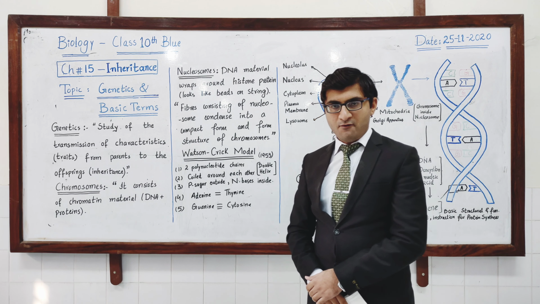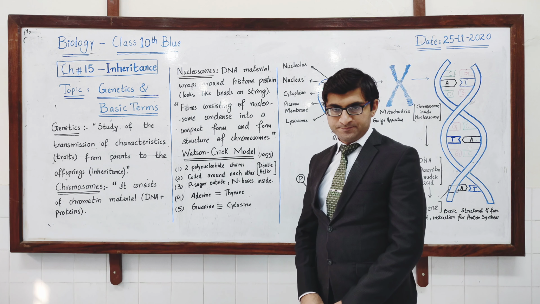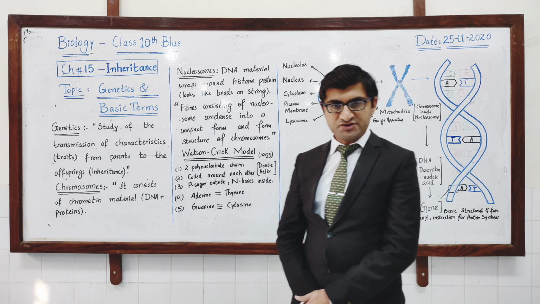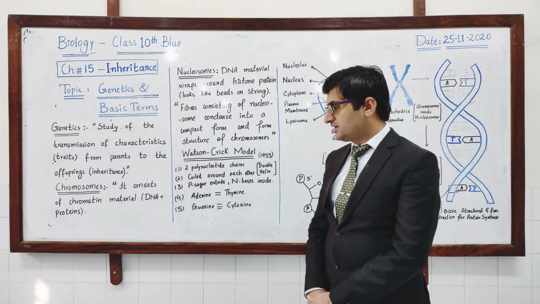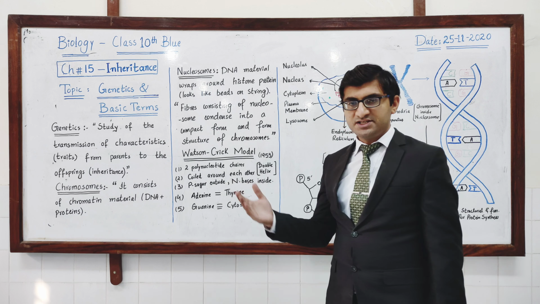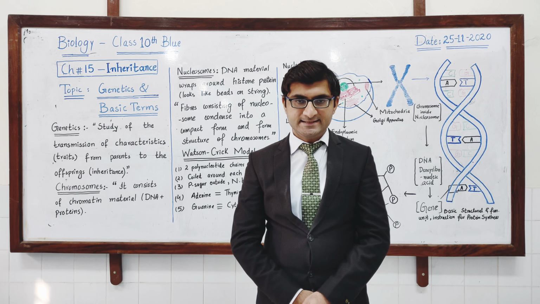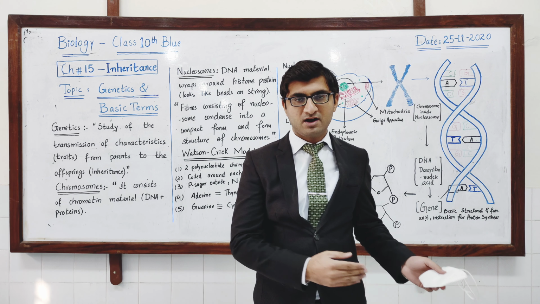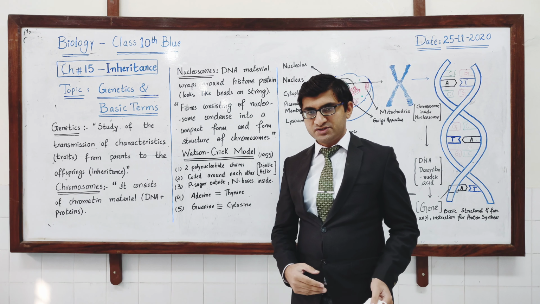What is the Watson-Crick model of DNA? Watson and Crick presented their model on the structure of DNA in 1953. They concluded five points. The first one: DNA consists of two polynucleotide chains. These chains wrap around each other in a helical form called the double helix.